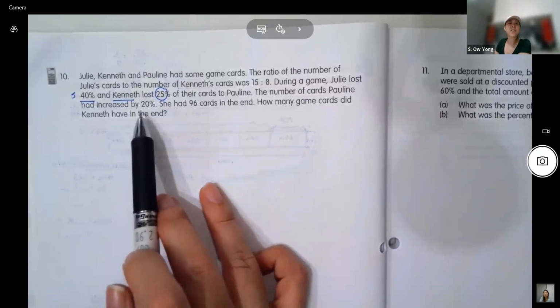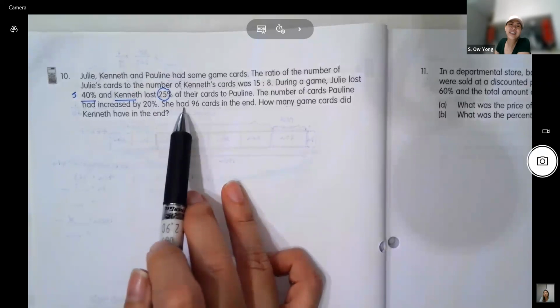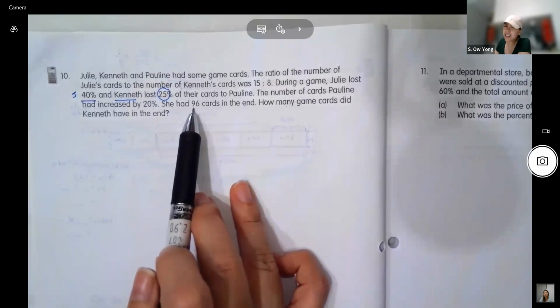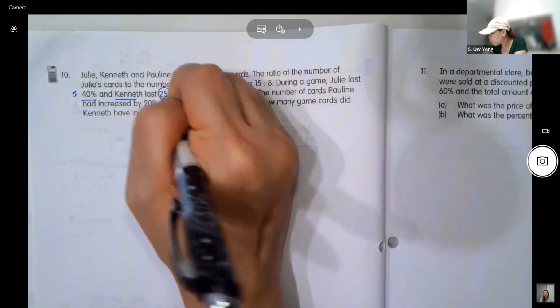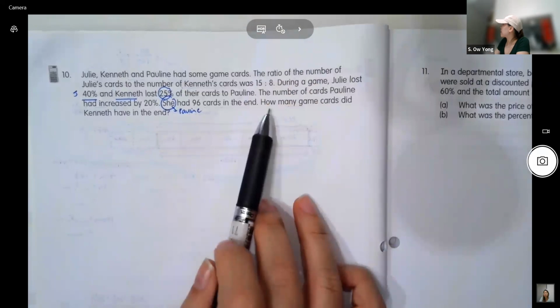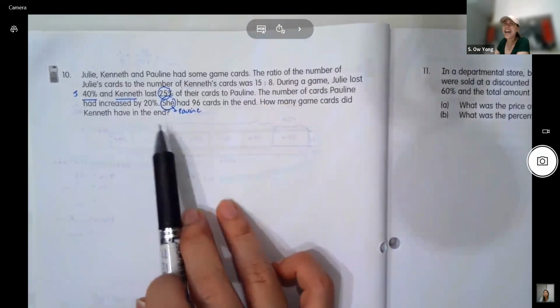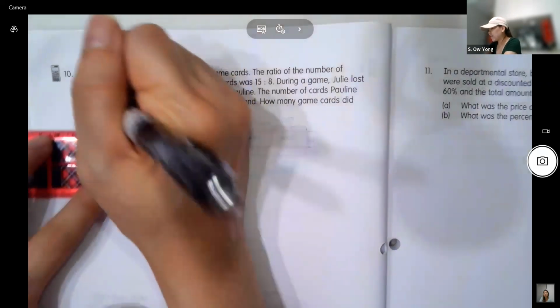Of course, because all the cards lost to Pauline, so increased by 20%. She had 96 cards in the end. The "she" refers to Pauline. How many game cards did Kenneth have in the end? So they are interested in Kenneth.